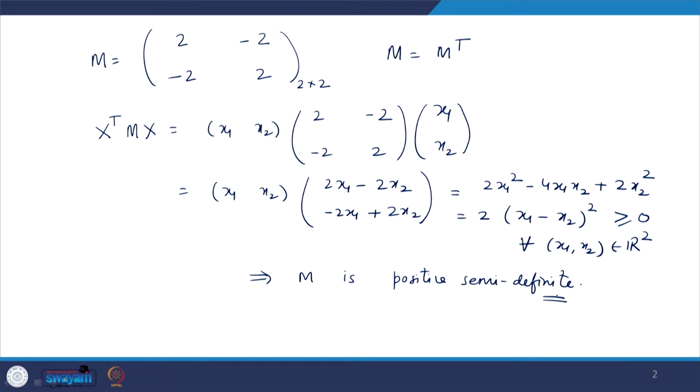Here there are some non-zero x also. For this particular example, there are some non-zero x where the value is 0. For example, (1, 1), (2, 2), whenever x1 equals x2. These are not 0, but still this value comes out to be 0. So, it is not positive definite, but it is positive semi-definite.